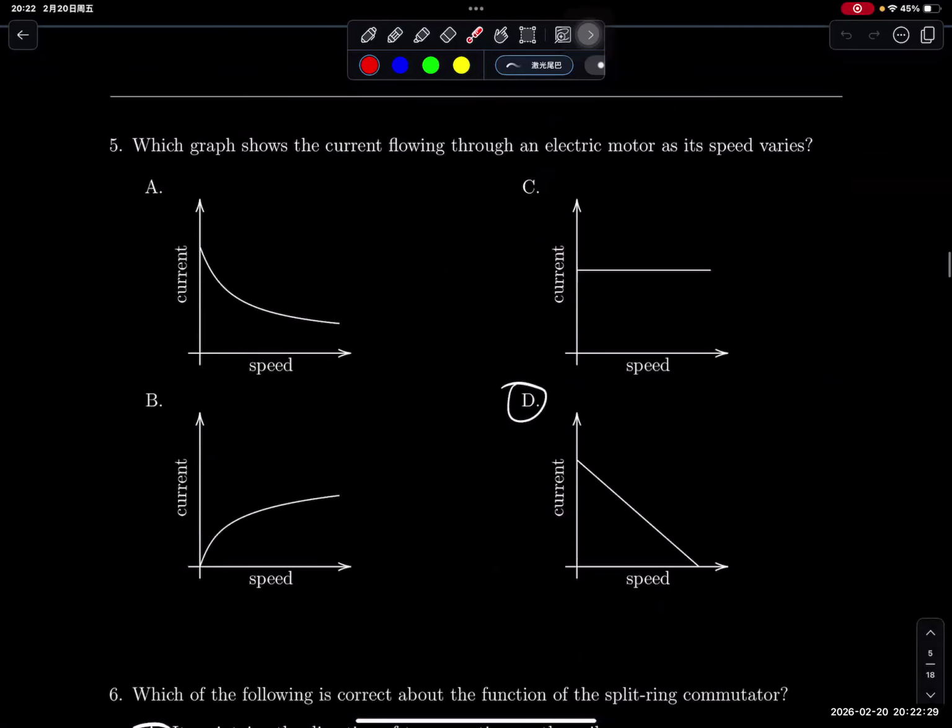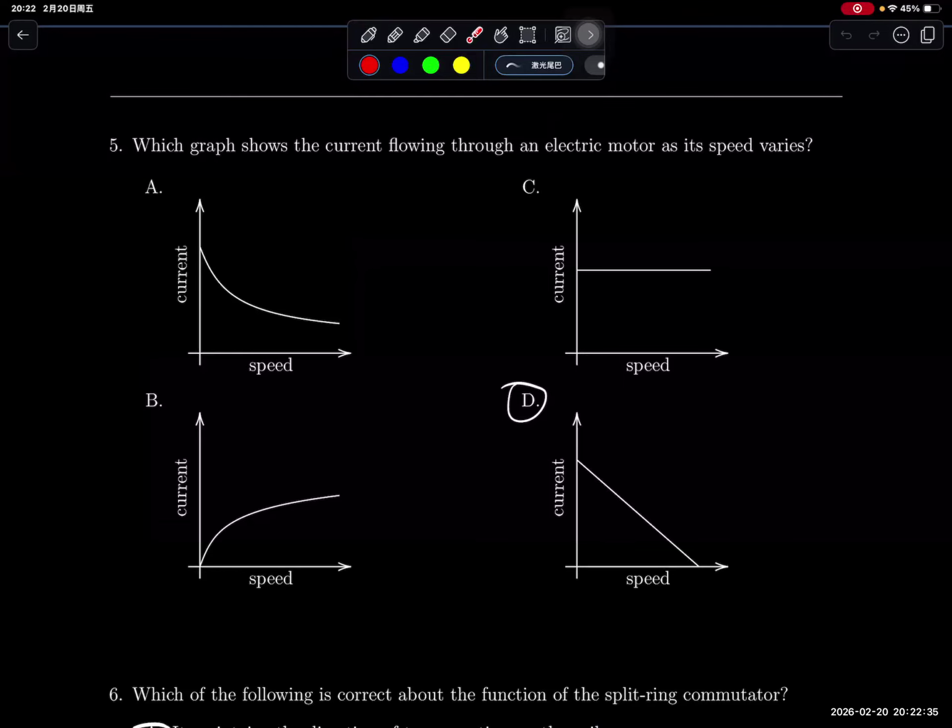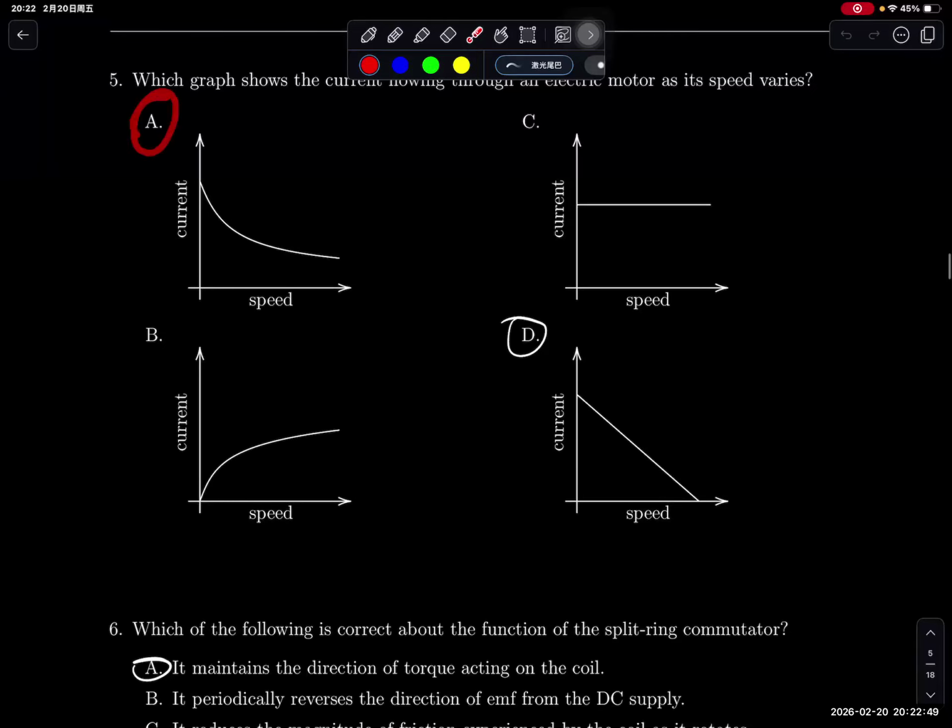Question 5, which graph shows the current flowing through an electric motor as speed varies? The correct answer is D. As speed increases, current will decrease because back EMF takes away your supply EMF, so the total current would actually reduce linearly with the speed. Okay. A common mistake is that people choose A. It's not an exponential relationship; it's a linear relationship with speed.